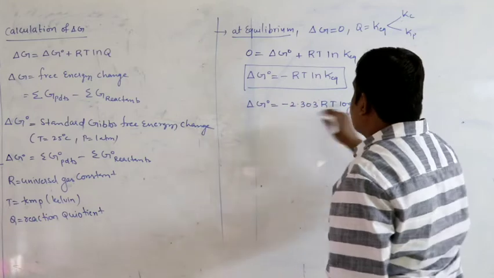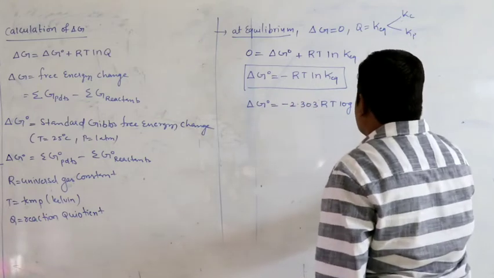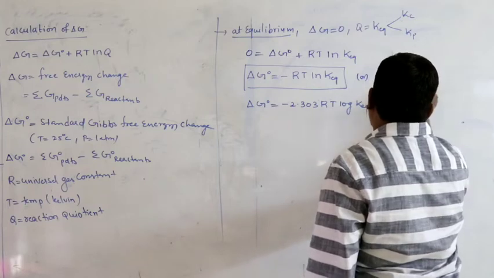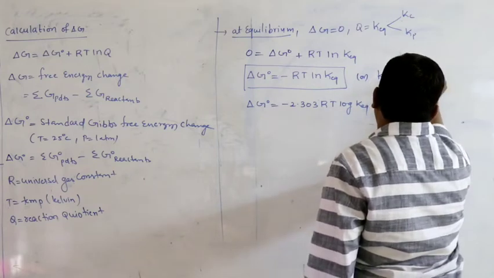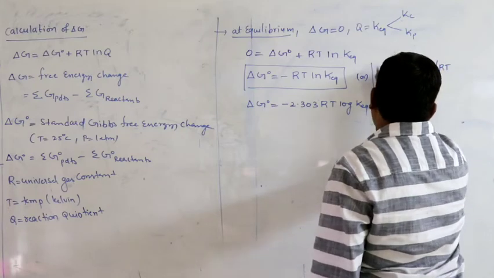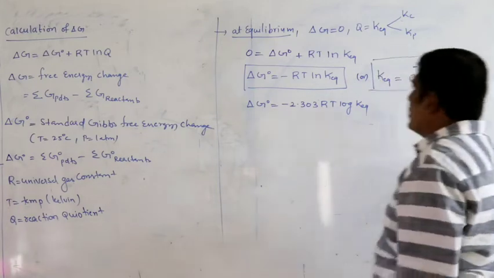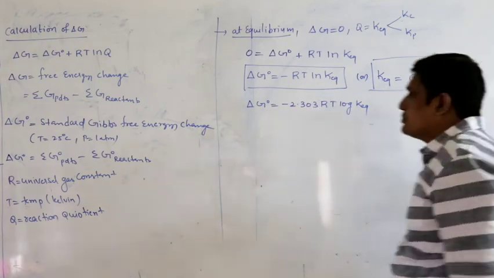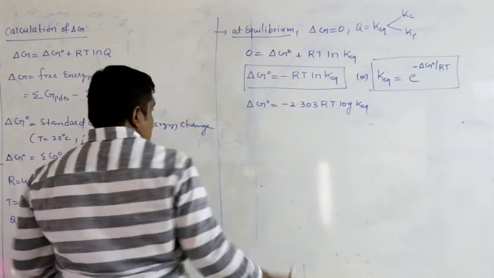Or from here you can write it like this: sending this to the other side, delta G naught divided by minus RT. So the equilibrium constant equals e to the power minus delta G naught by RT. So all are the same. This is the logarithm to the base e, the natural logarithm, and this is the logarithm to the base 10. So here are three important points once again.